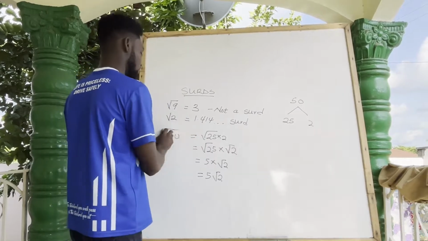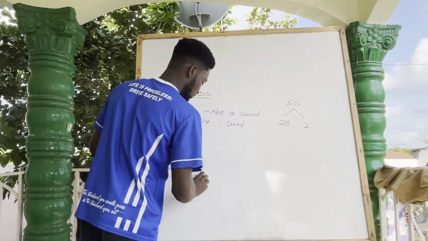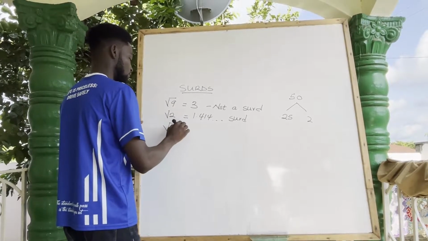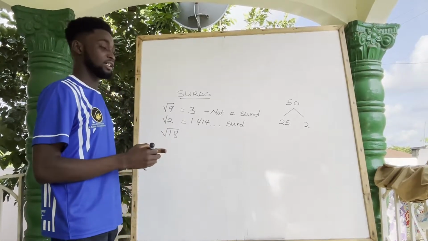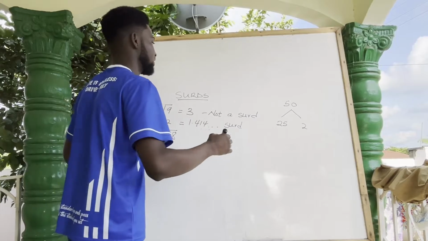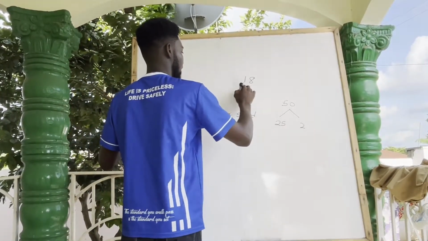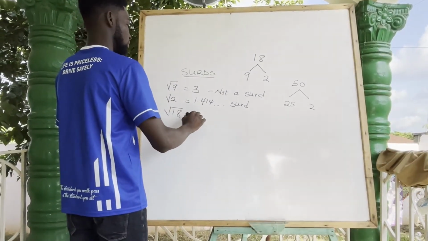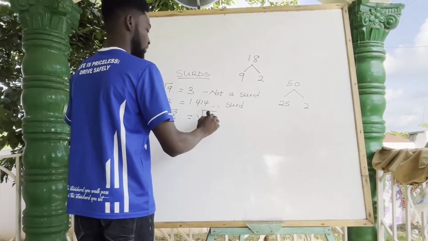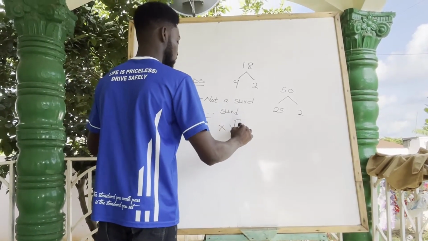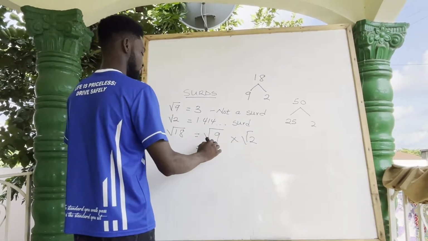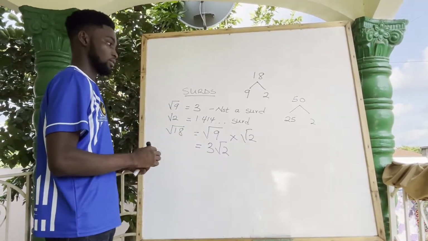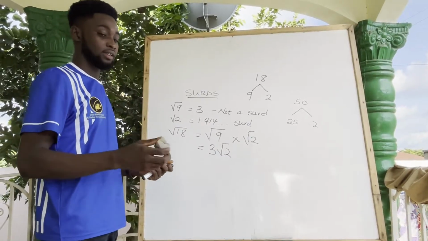Let's take another example of this form. Should we be asked, for instance, to find root of 18 or simplify something like this? We know 18 from the factor tree is 9 and 2. So this can give me root of 9 multiplied by root of 2. But we know root of 9 to be 3, and this will give us 3 root 2. This is what we have if we are asked to simplify surds.